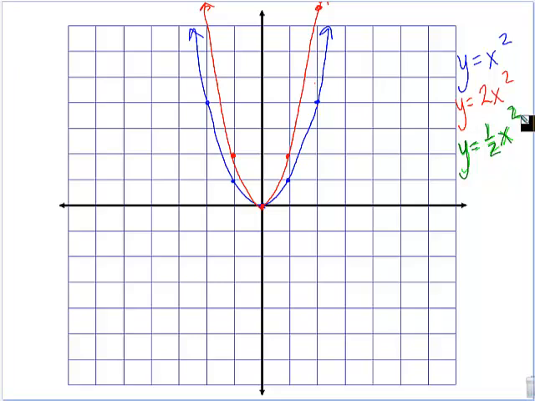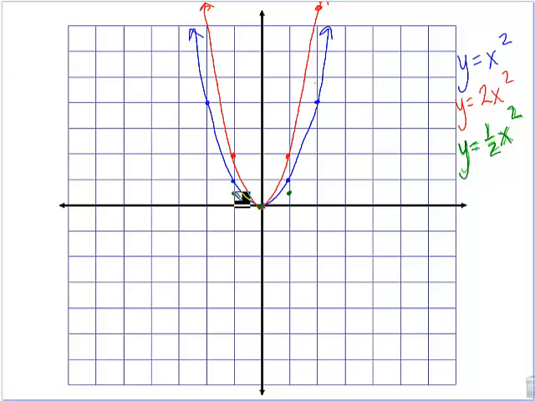Okay, so where would the vertex be for this one? Same, it's still 0, 0. Yeah, these are the equations that we're working off of. So now, what's this half going to do to it? It's going to make it wider. So when I go over 1, instead of going up 1, how much will I go up? I'll go up a half. So I'll go over 1 and up a half. It'll happen on both sides.